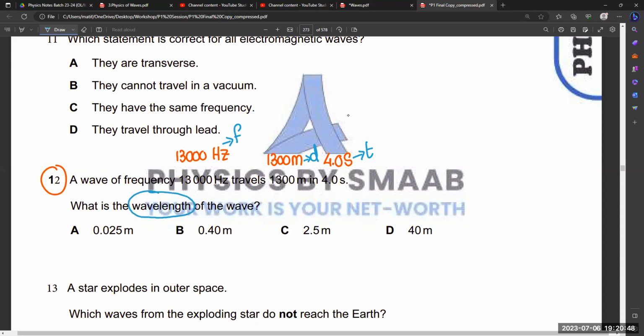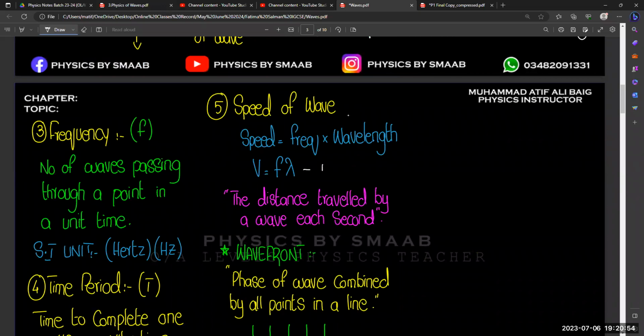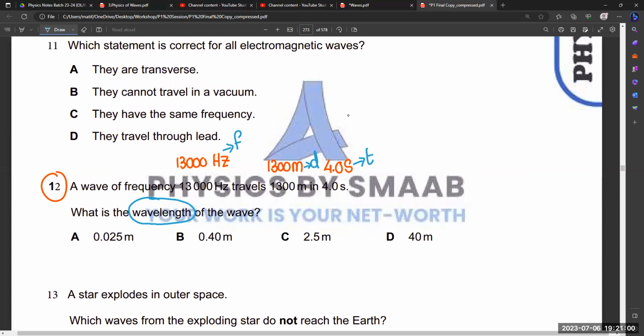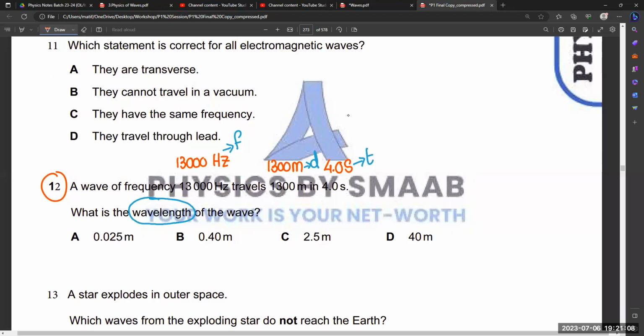We discussed the formula that we can use: V equals F lambda. But the problem is that we only have the value of F, and we need to find lambda, so we are short of the value of V. If we consider the formula V equals F lambda, lambda is missing and only F is given. So first of all, we need to find V, because that is very important. Then we can find out lambda.